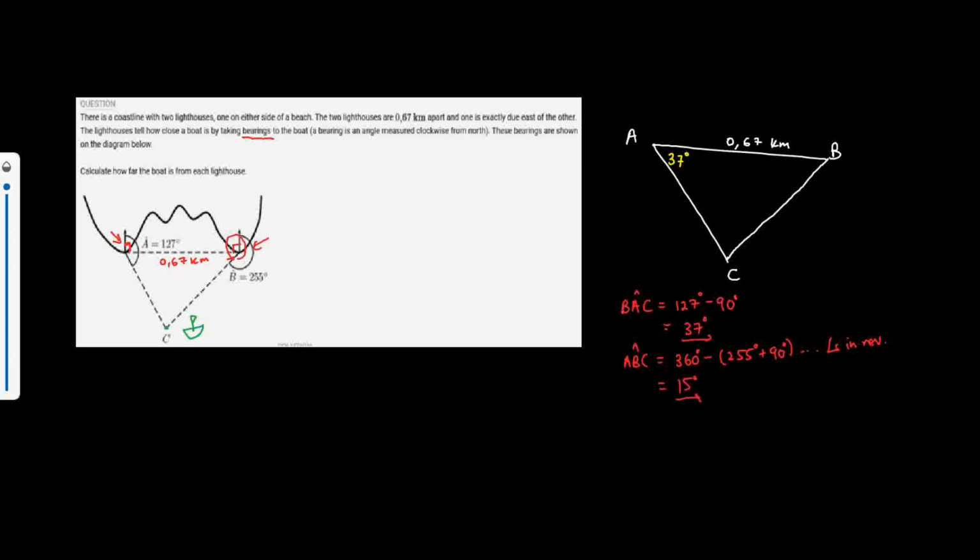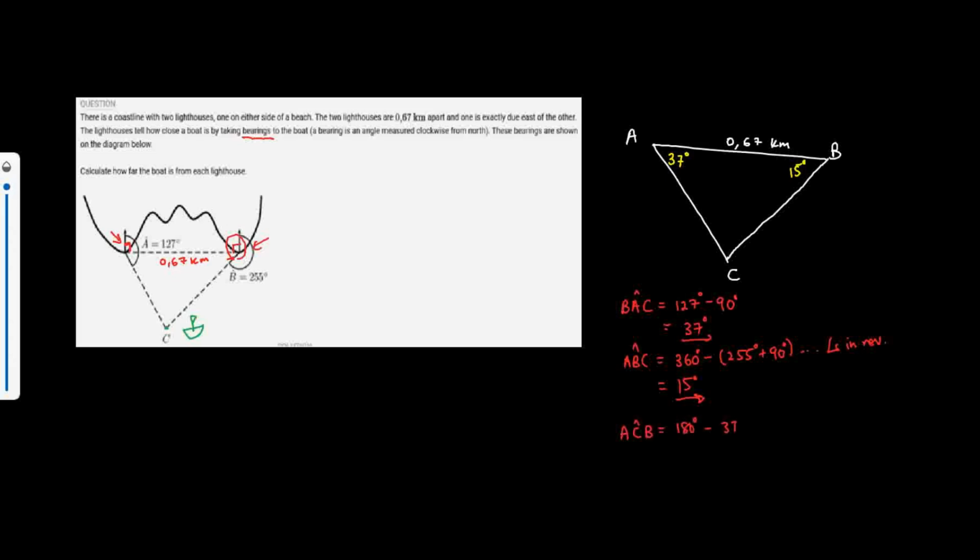So what I just calculated now was angle B, which is 15 degrees. And I know what you're thinking. You can even calculate the size of angle C if you wish. You could say that angle ACB is equal to 180 degrees minus 37 degrees.